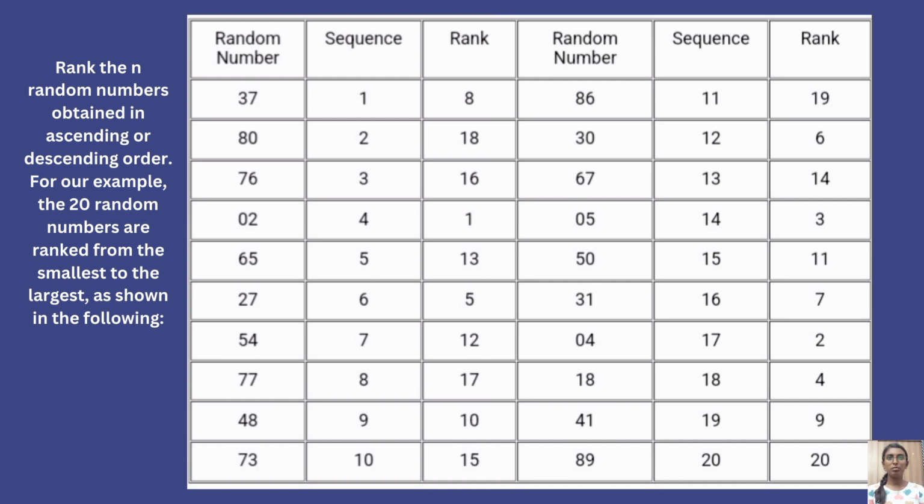Rank the n random numbers obtained in ascending or descending order. For example, the 20 random numbers are ranked from the smallest to the largest as shown in the following. Random numbers 37, 80, 76 and so on, sequences 1 to 10, ranked from lowest to highest, that is 8, 18, 16 and other ranks. And random numbers from 86 to 89, which have the sequence 11 to 20, have ranks 19, 6, 14, etc.